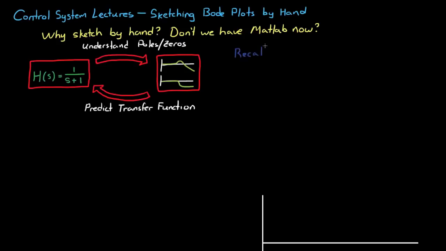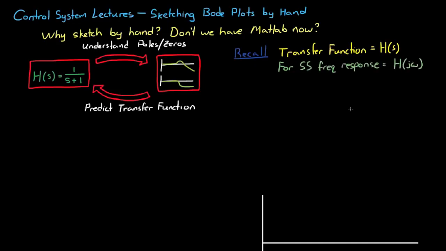So recall now from the introduction to the Bode plot video that when you have a transfer function, H(s), you can calculate the steady-state frequency response by setting s to j omega. Then you can solve for the real component and the imaginary component and rewrite H(j omega) as just the real component plus the imaginary component times j.